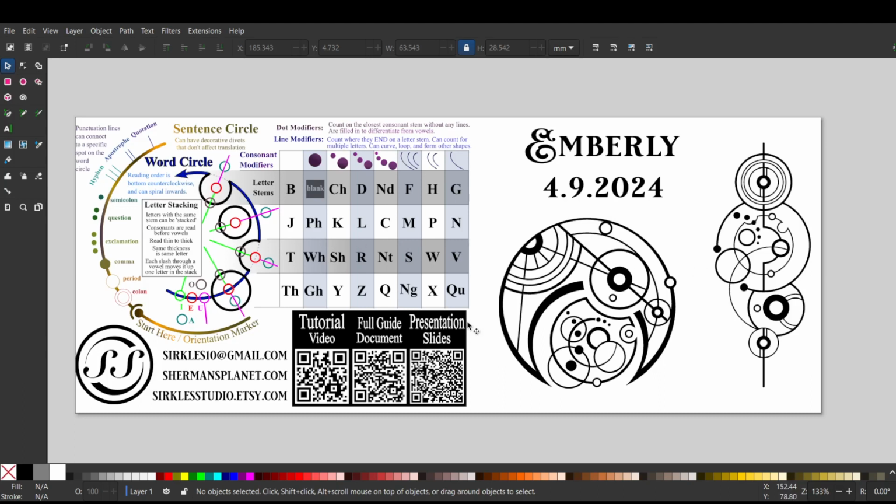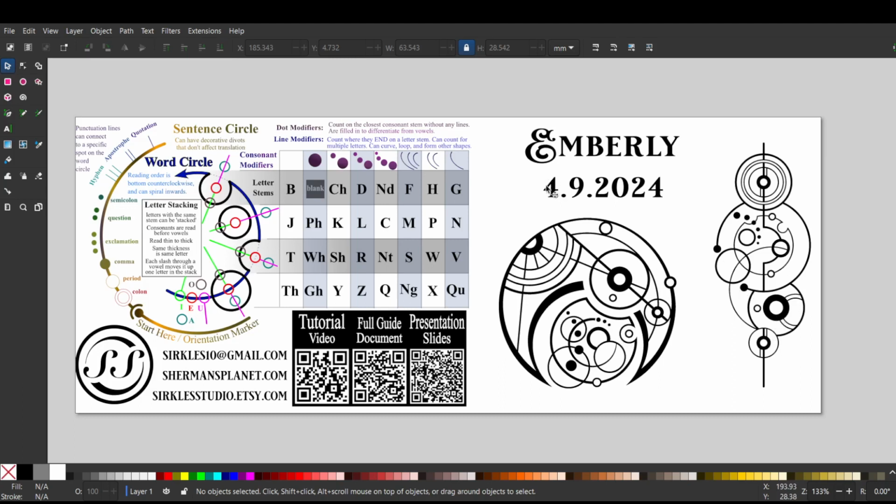Well, actually, first I'm going to talk about reading order and sentence structure for something like this. So reading order is bottom counterclockwise and can spiral inwards. So that means in this design, our first thing is the name, and then we have the date, well, day, month, and then year. And then in this design, the bottom here, we have the day, the month, and then we have the name here before the year. So they're a little bit differently set up like that.